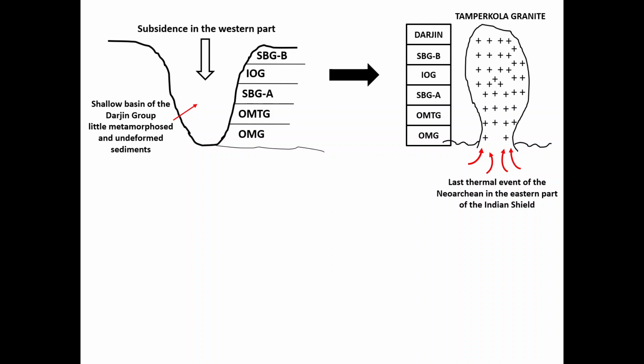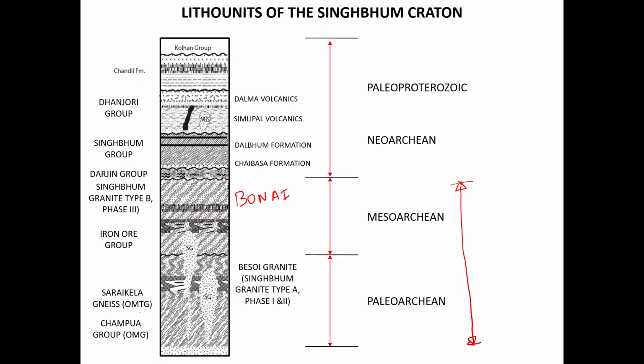The Singhbhum group, it is divided into lower Chaibasa formation and the upper Dalbum formation. The Chaibasa formation consists of high-grade mica schist, hornblende schist, and quartz granulites, while the Dalbum formation consists of phyllites and banded quartzites, and it has a lower grade of metamorphism than Chaibasa formation.